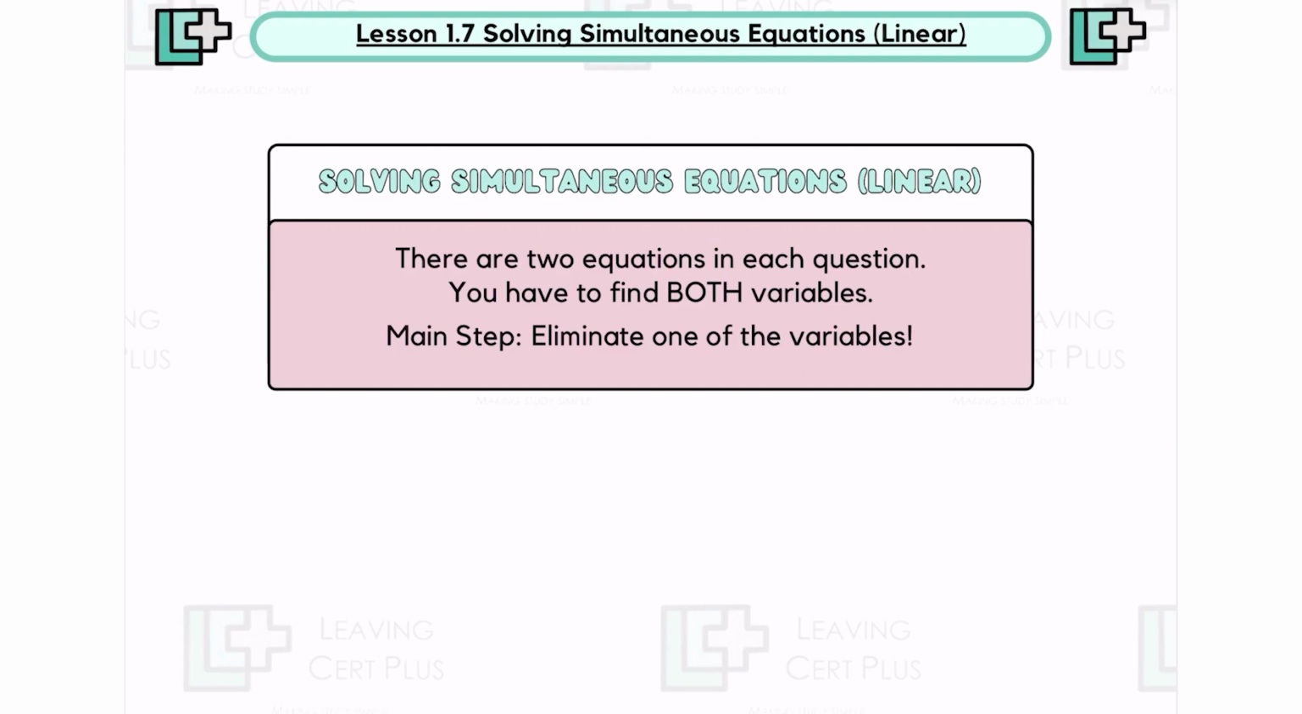So a simultaneous equation has two equations in each question. Usually they have x and y. You have to find both variables. The main step is to eliminate one of the variables. Now I'm going to show you how to do that in 5 different examples. You're going to do the third one yourself.